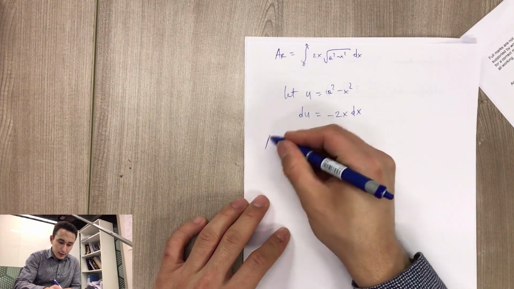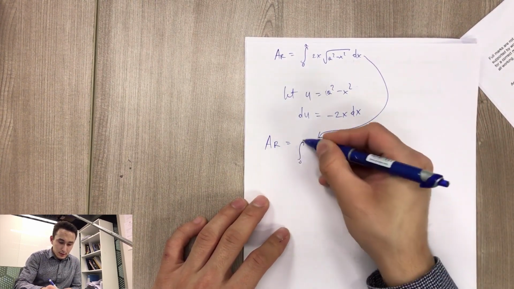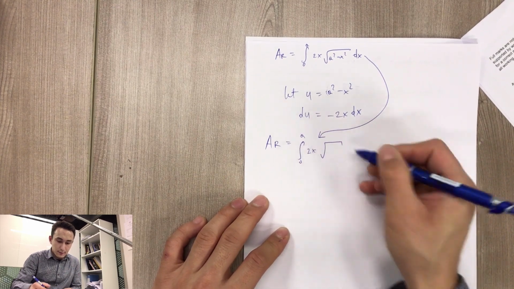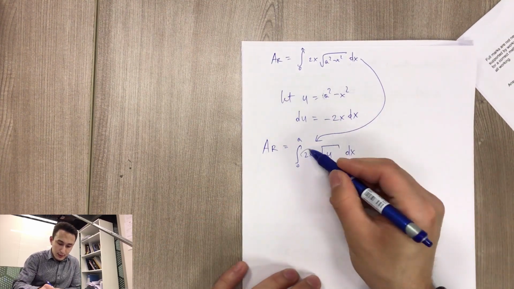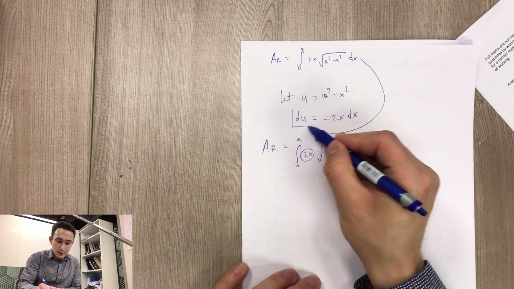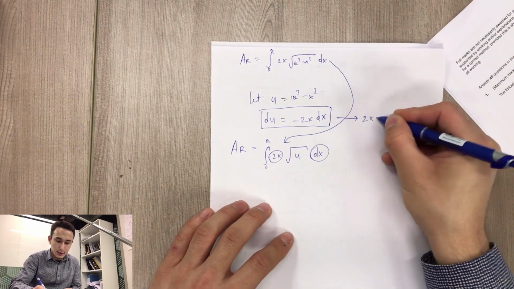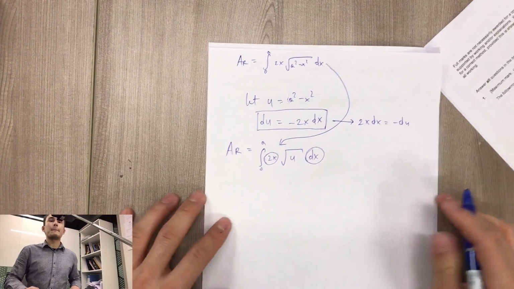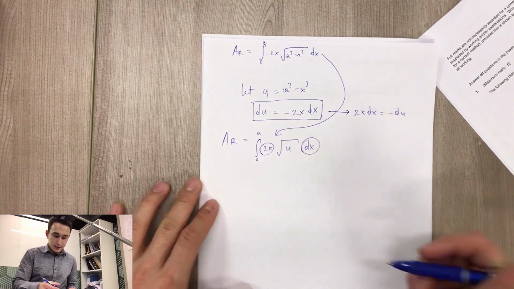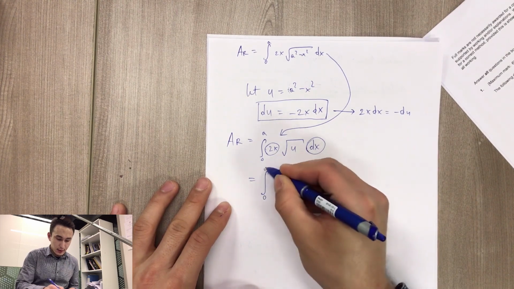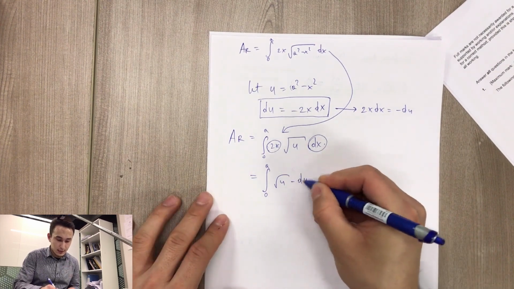Alright, so from here, A_R now is going to be equal to the integral from 0 to a of 2x, and instead of inside the square root, we'll have u, and then dx. As you can see here, we have 2x times dx, and we have found previously that du is equal to minus 2x dx. So we can right away tell that 2x dx is equal to just negative du. Agree? So this integral now becomes, from 0 to a, root u first and then times the negative du.